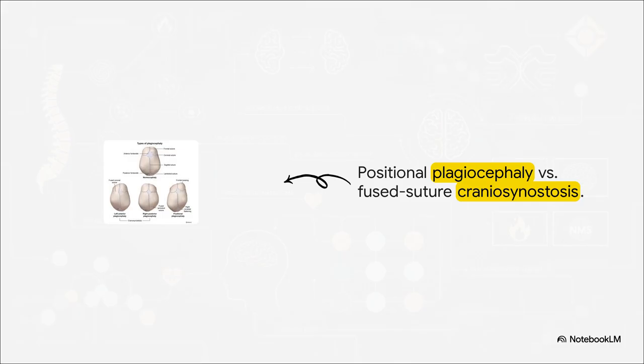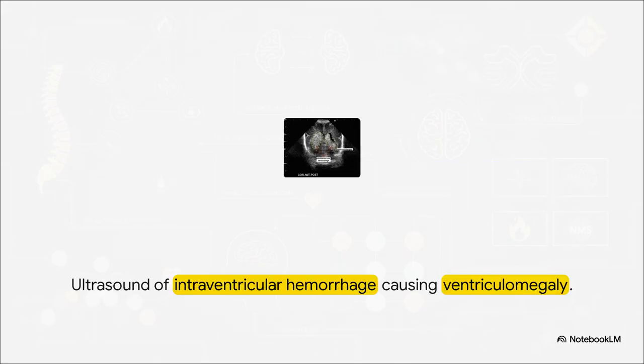Craniosynostosis. Here you actually see the premature fusion of specific suture lines, like the coronal suture, and that forces the skull to grow asymmetrically in other directions just to accommodate the growing brain. Positional flattening is managed conservatively, but a fused suture requires surgical intervention. Let's move into the NICU.